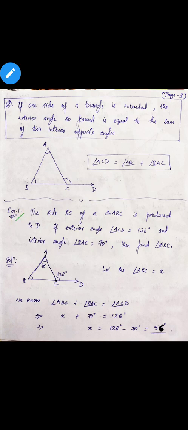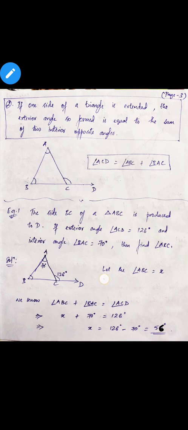The side BC of a triangle ABC is extended to D. If exterior angle ACD is 126 degree, this angle. Okay, and interior angle BAC, so this angle is 70 degree. Find angle ABC. We have to find this angle.